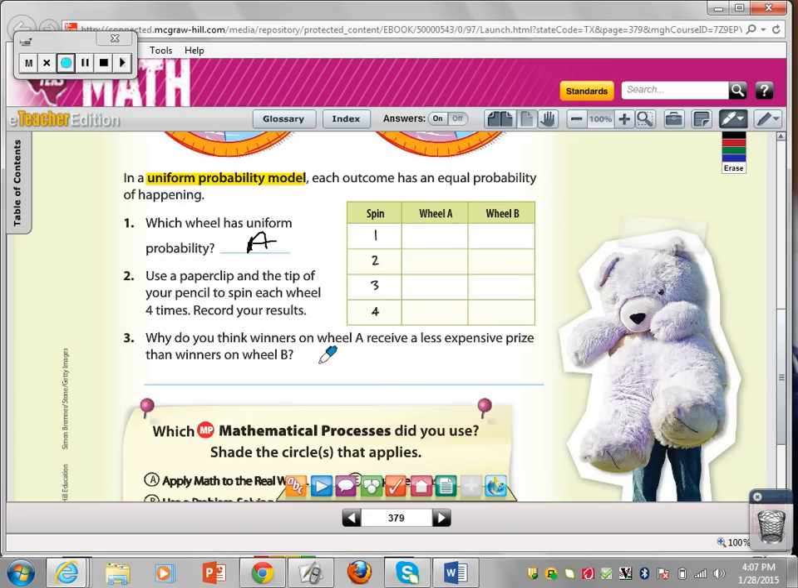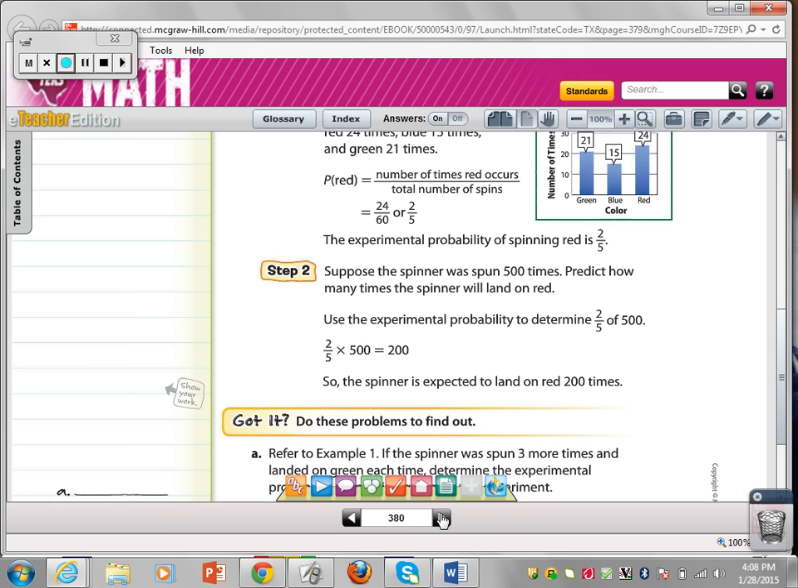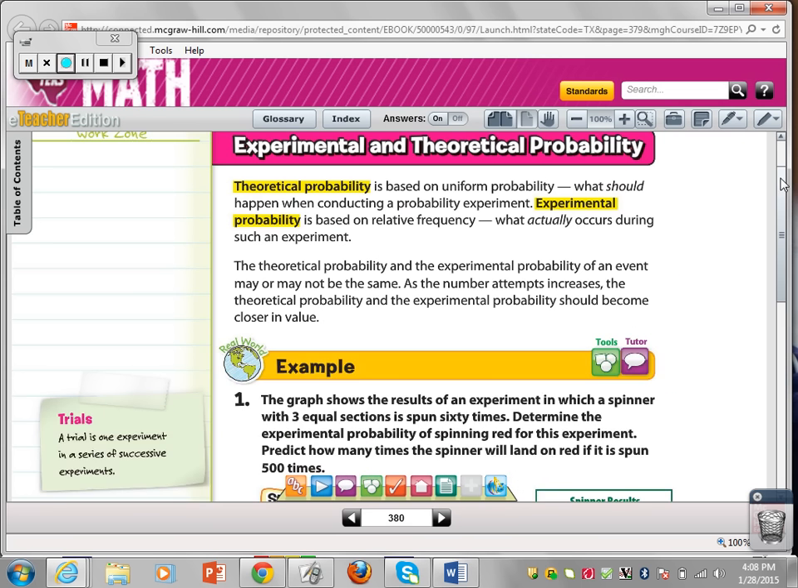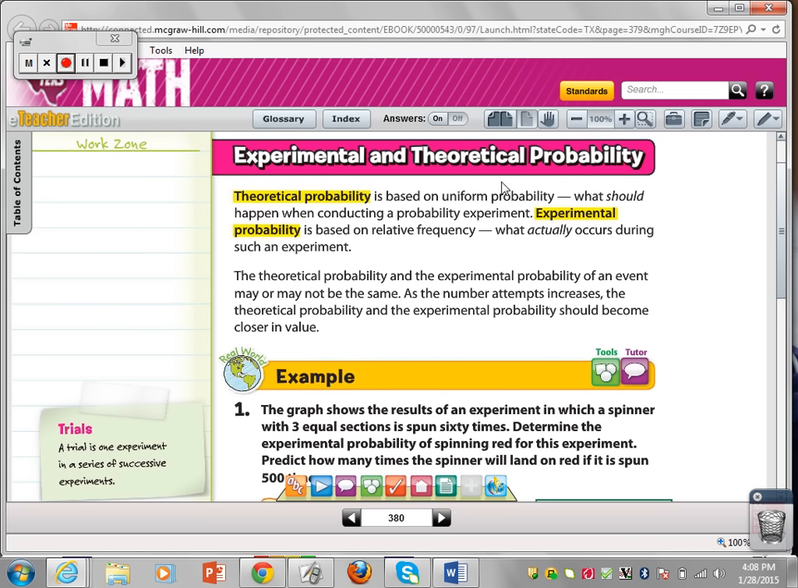All right, let's go ahead and go to page 380. Experimental and theoretical probability. Theoretical probability is based on uniform probability. What should happen when conducting a probability experiment? Okay, so this theoretical, if you can see the root word here, is theory. So in theory, in a perfect world, this would happen. The mathematical part, theoretical.